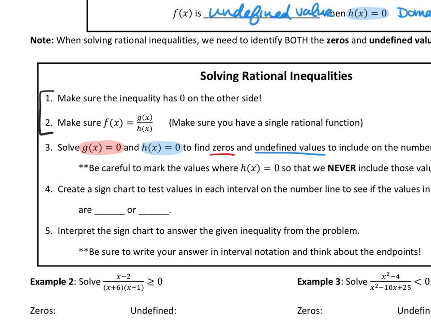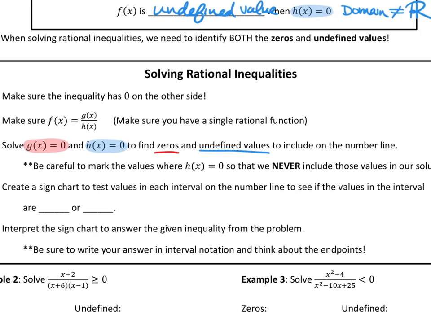So when we did this with polynomials, we just found the zeros, plopped those numbers on a number line, and had all of these intervals to test. We're going to do the exact same thing, except we have to do this with the zeros and the undefined values for each of our rational functions. We're going to be careful to mark the values where that denominator is equal to 0 so that we never include them in our solution.